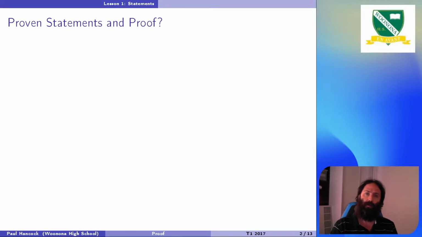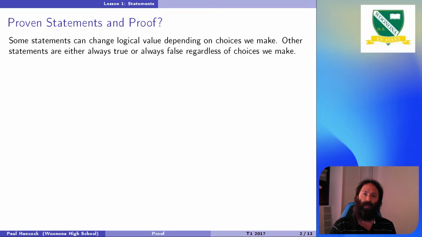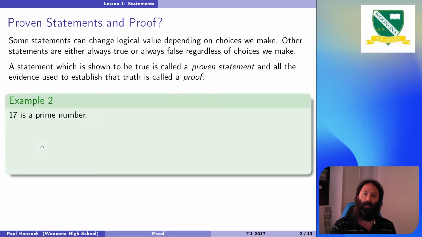Okay, now we know what a statement is. What do we mean by a proven statement, and what do we mean by a proof? So as I've said, some statements can change their logical value, whereas others, they're always true or they're always false. And if we can establish that a statement is always true, then we've proven the result. We've proven that statement. And the method that we use, the steps that we took to establish that, is called the proof.